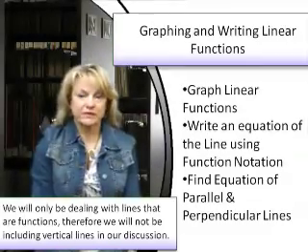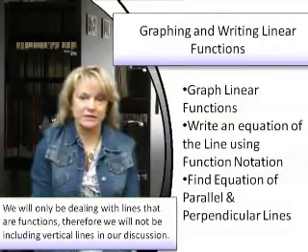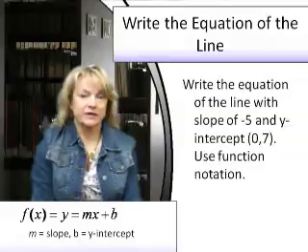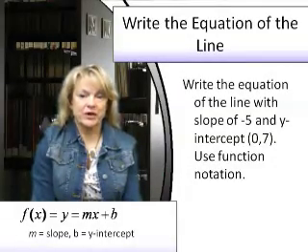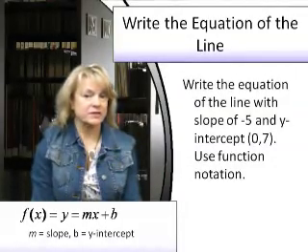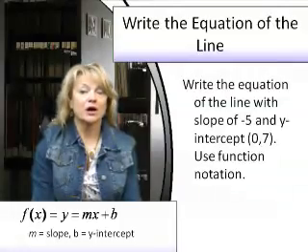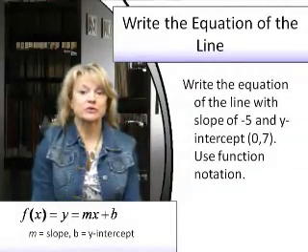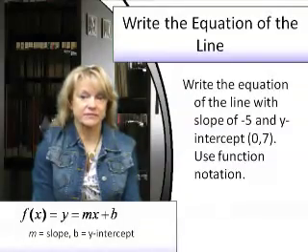In this section, we will review working with equations of lines. We will work with the slope-intercept form of the equation of a line. Since we are only going to discuss equations that are functions, all of our equations will start with y, and in place of y, we will use function notation f of x.